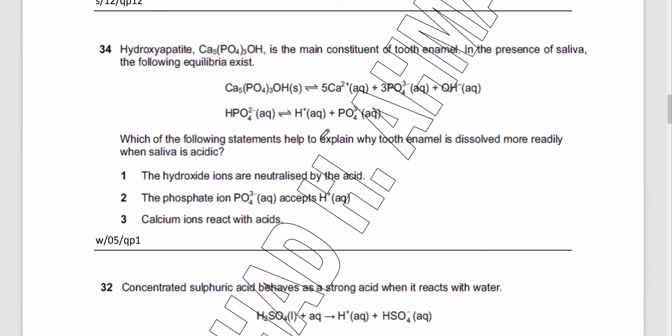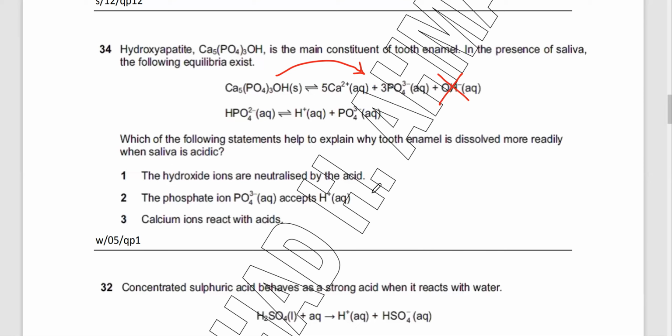What's going to happen is that the OH ions are going to be lesser. I mean, the acid would neutralize the OH ions. So if the OH ions are gone, the equilibrium would shift and would try to produce more OH ions, right? So which is why your tooth enamel, which is this thing over here, is going to start dissolving. So H+ would remove the OH ions in the solution. So that's one reason.